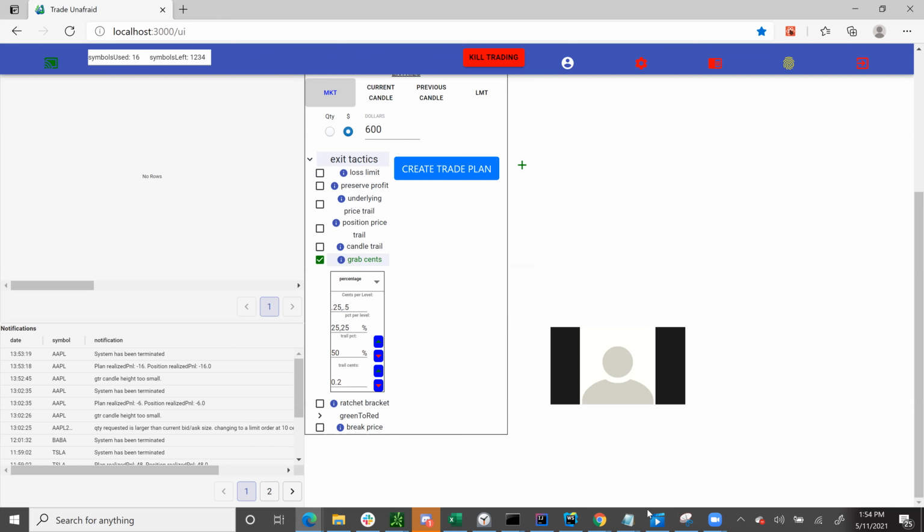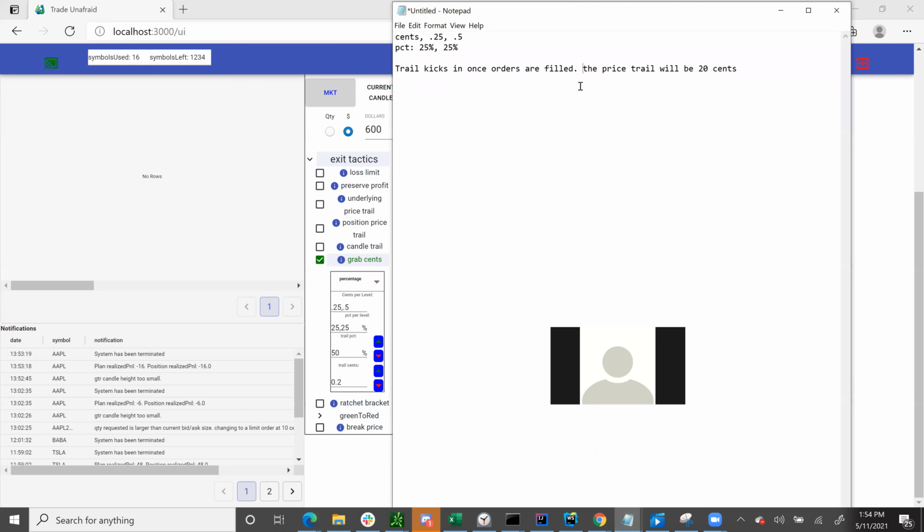Okay, so what this is saying, I'll get it up on Druid and Notepad. Let's move this guy. Where's the hide button? Okay.